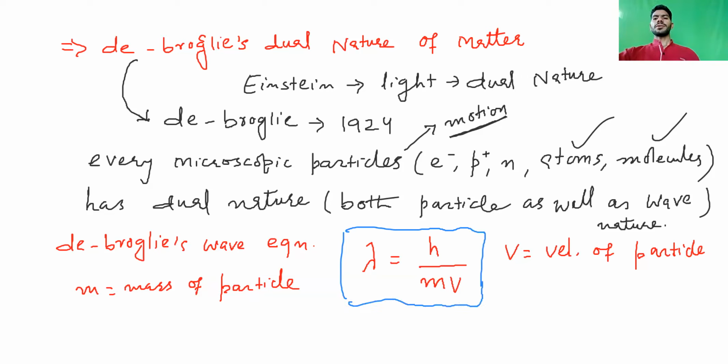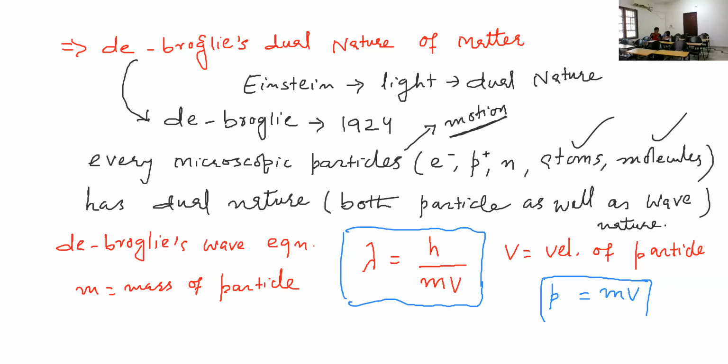Now, can anybody tell me what this mass into velocity is known as? This is known as linear momentum, I had told this. Yes, sir. So you can also write lambda is equal to h upon p, because p is mass into velocity. Have you noted down this? Shall I move to the next page?